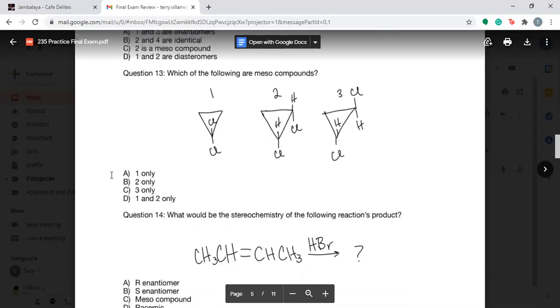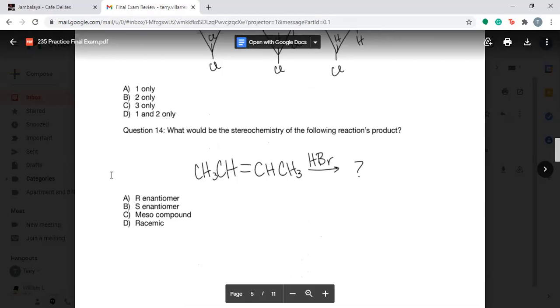All right. Question 14. What would the stereochemistry of the following reaction's product be? So we do an alkene addition, a hydrohalogen addition reaction.